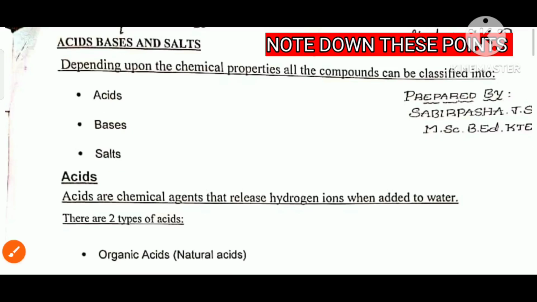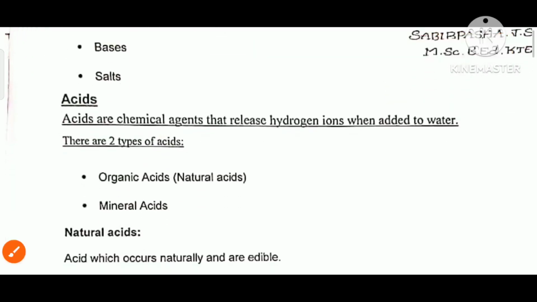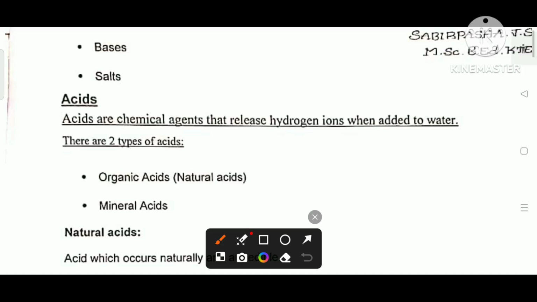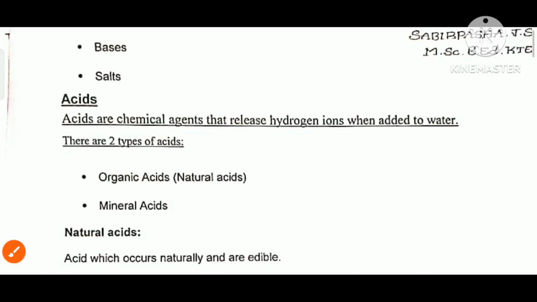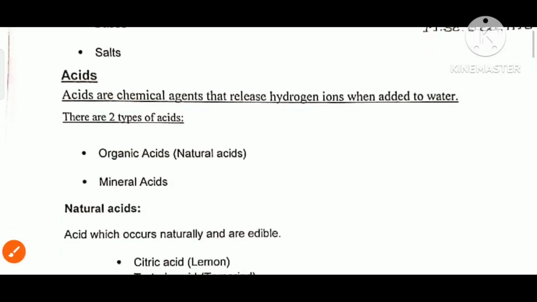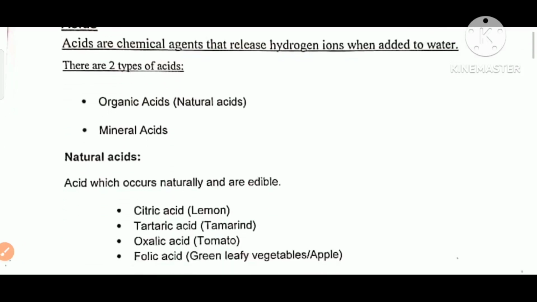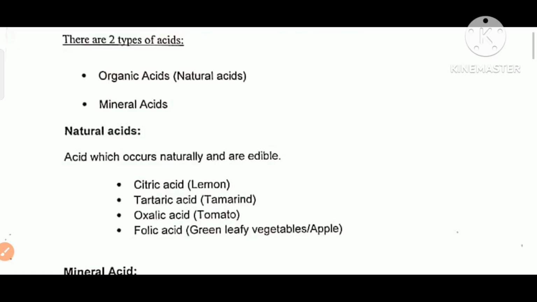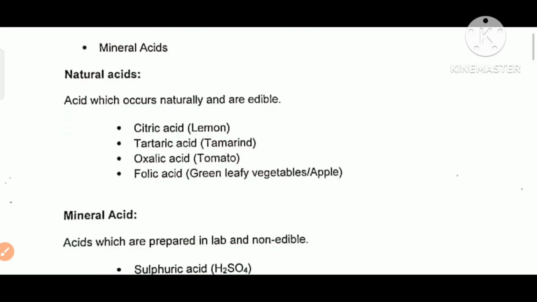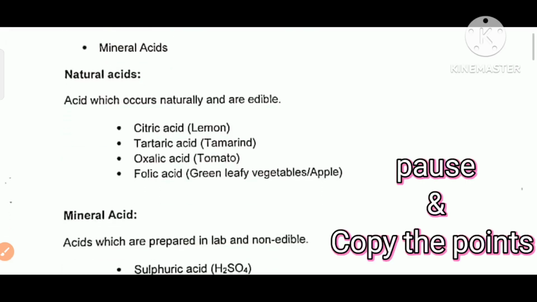Now what are acids? Acids are chemical agents that release hydrogen ions when added in water. See, what are acids? One definition, one single point I have given. Basically acids are of two types, organic acids and mineral acids. Organic acids we also call natural acids, which occur naturally and are edible.